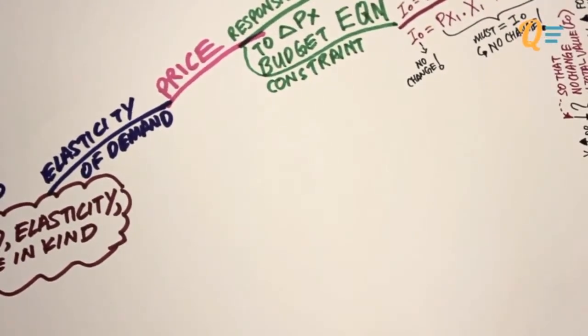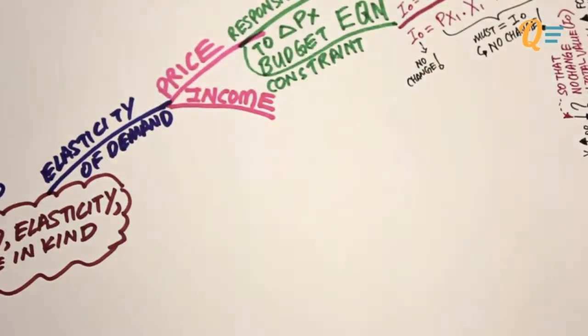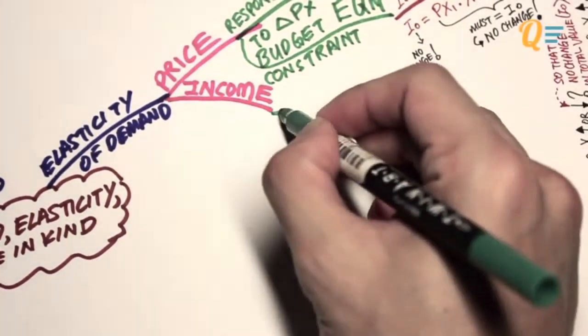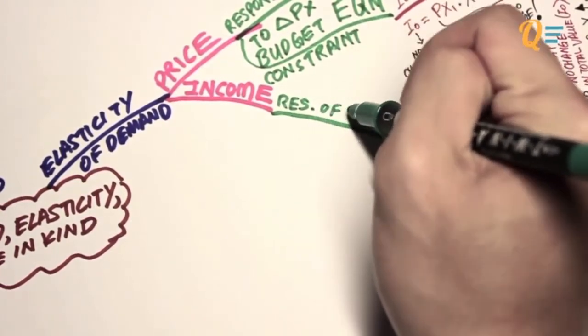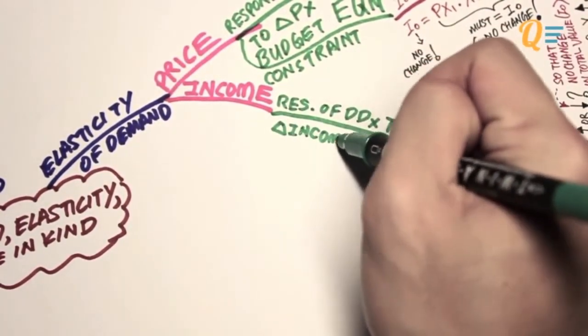So that was quite easy, right? So we've got two types of elasticities to go. The next one would be the income elasticity of demand. So what is the income elasticity of demand? It is simply, again, the responsiveness of demand for good X to a change in income.